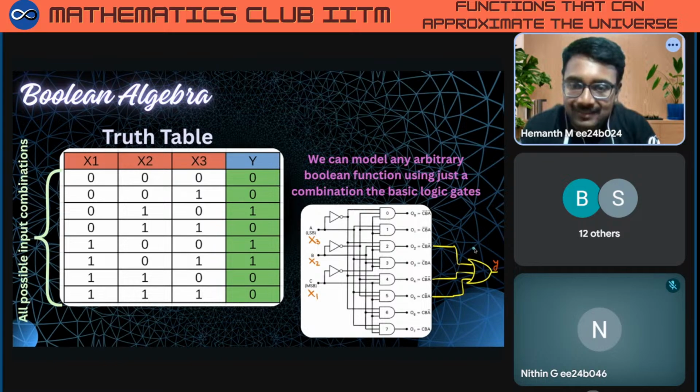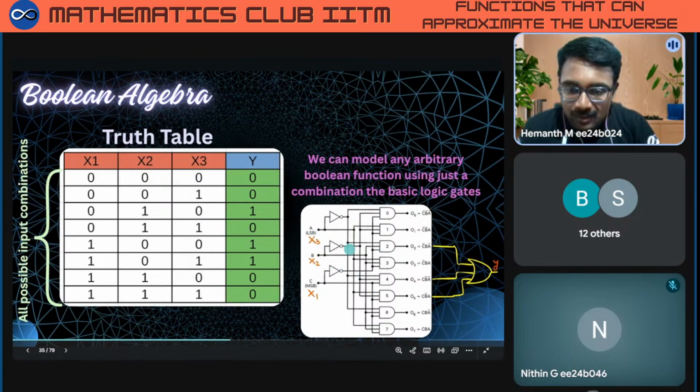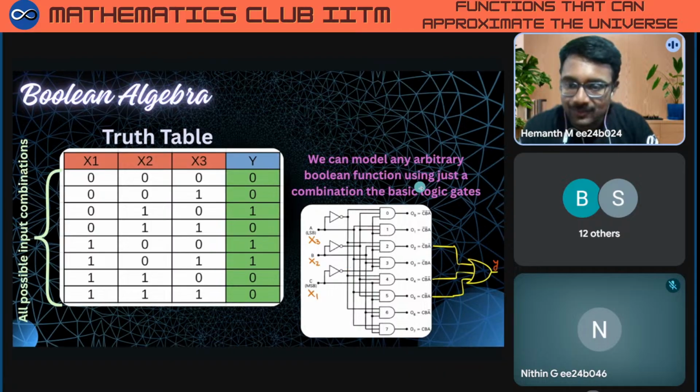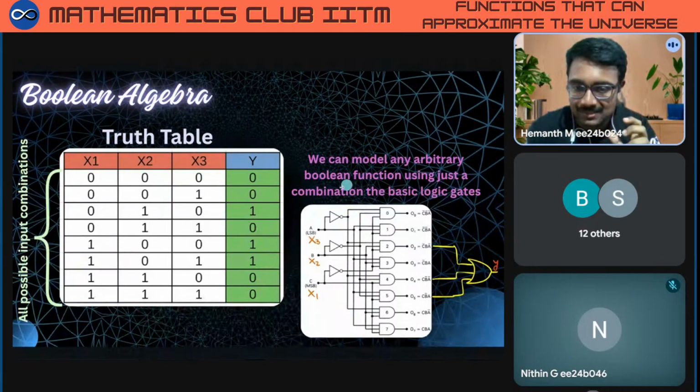So that was the idea. Here, the only gates that we're using are NOT and OR gates. This is also known as sum of products. You can even look that up later on if you want. But the basic idea is you can model any Boolean function using just a combination of these basic logic gates.